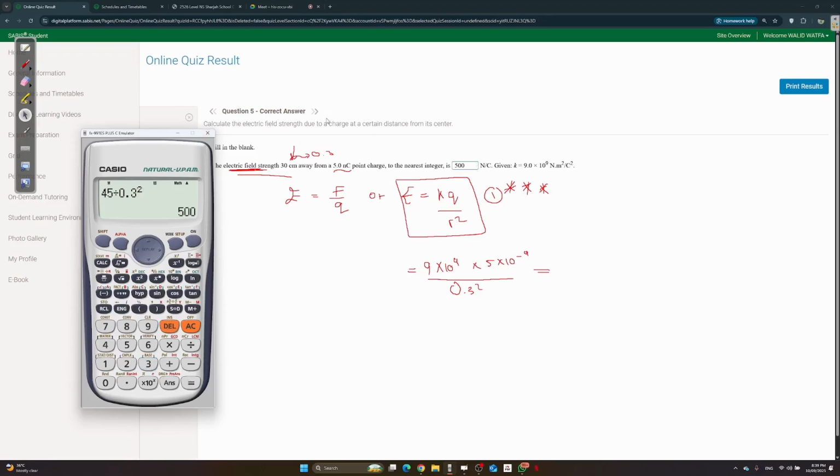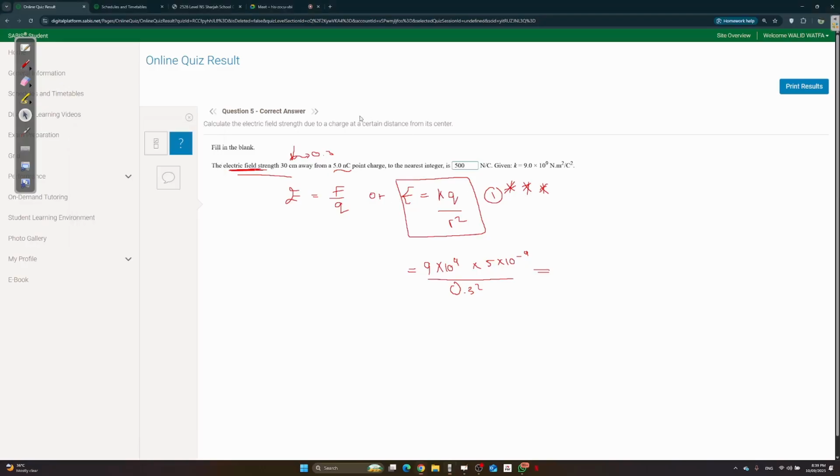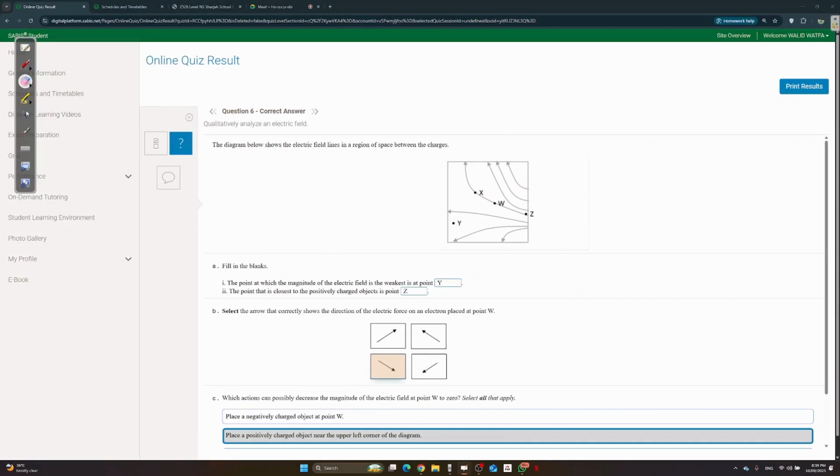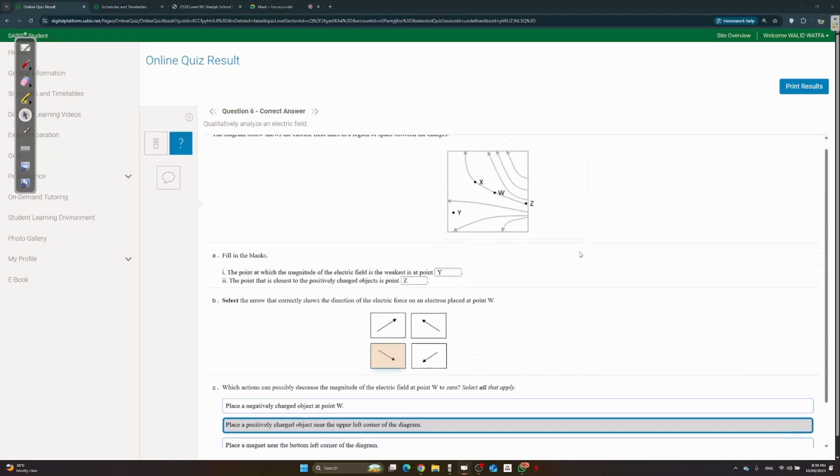Till now, what do you need to know? Once you know the formula, everything works out for you. Okay, don't forget the formula, that's the most important thing. Okay, this is an easy question, but it might look a bit scary.